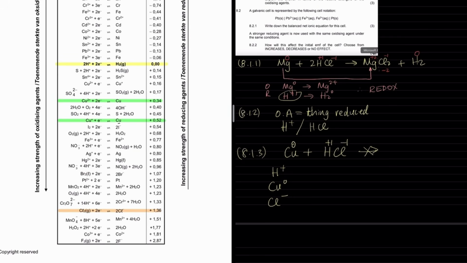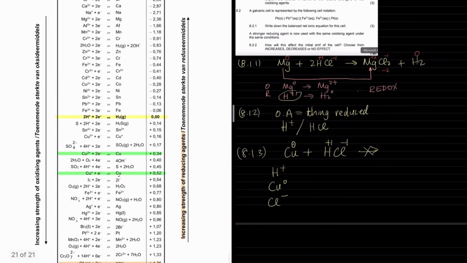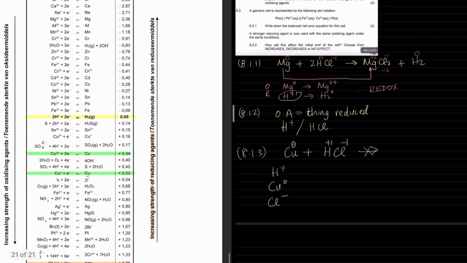You can see that this table is ordered, as you go upward, of increasing strength of reducing agents. So in other words, the higher up one is going to be oxidized. The one that's lower down is going to be reduced. Oxidation is written, for this table, from right to left. Reduction is written from left to right.